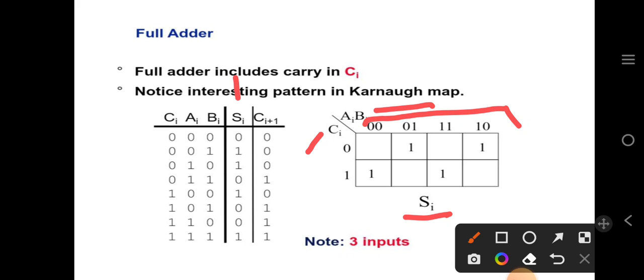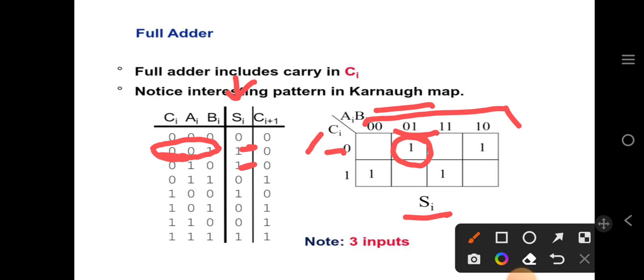You can refer to this column. Wherever the 1 is there, you put this 1 in the Karnaugh map. But where will you put it? You will put it at this cell 0, 0, 1, which means the value of C is 0, A is 0 and B is 1. So C is 0 and AB is 0, 1. So we will put the 1 here.